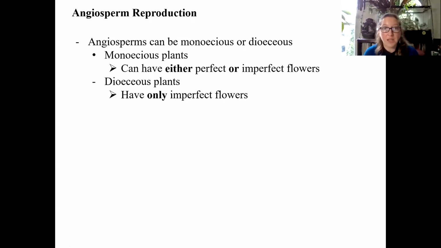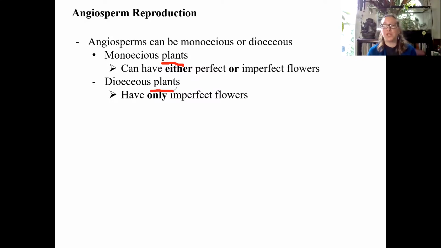So angiosperms can be monoecious or dioecious. We have learned what monoecious or dioecious means before. Monoecious means in one house. Dioecious means two houses. Remember, don't get confused here. Monoecious and dioecious refers to the plant, not the flower. Monoecious refers to the plant. Dioecious refers to the plant.